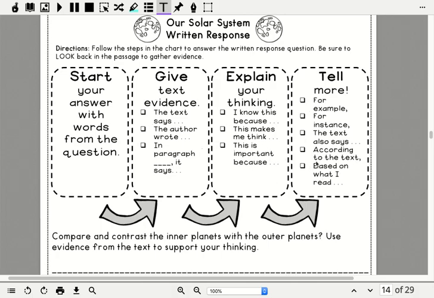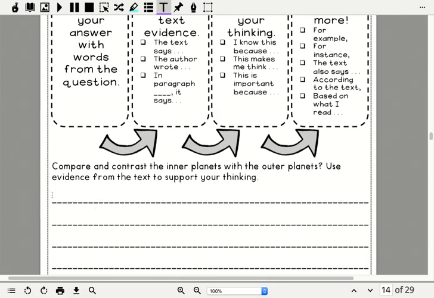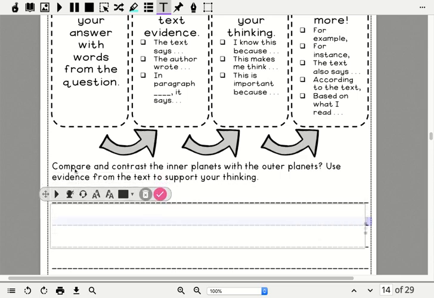Okay, it's so wonderful to get this. So let's come down here and check out our question. So our question says, compare and contrast the inner planets with the outer planets. Use evidence from the text to support your thinking. Okay, so the first thing I need to do is figure out how to restate this.